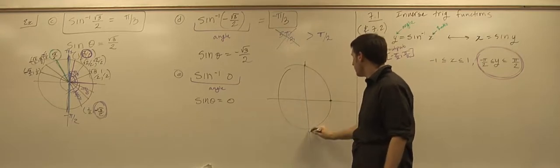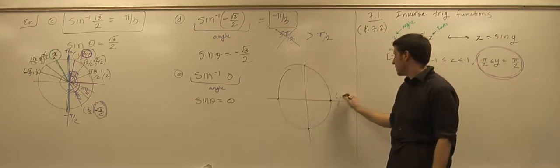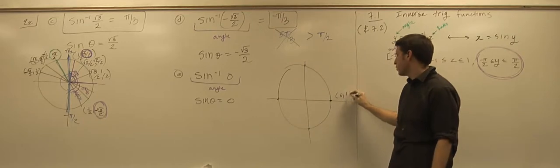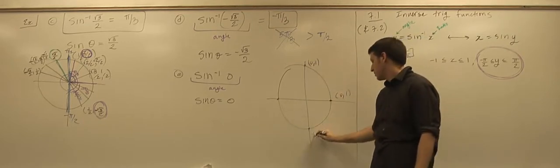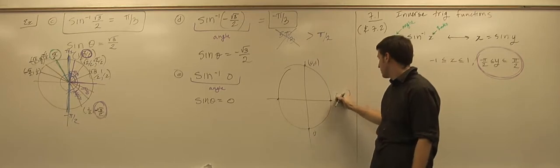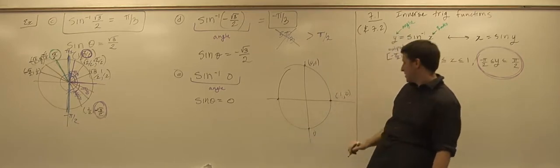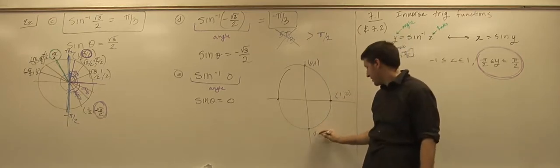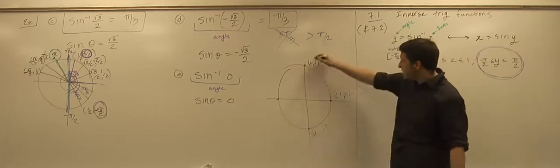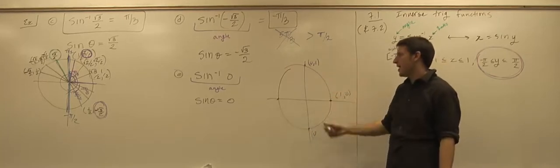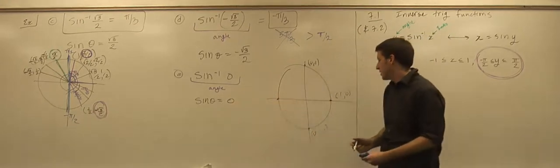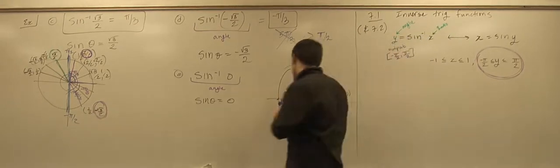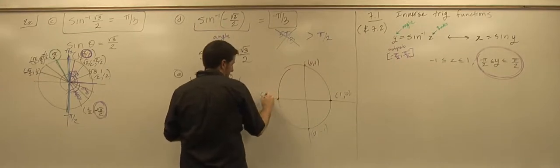Remember, sine is your y value. So here, y is 0, x is 1. Here, x is 0, y is 1. Right, so these have a 0 x value, which doesn't matter. This has a 0 y value, which is what we care about for sine. Now, this also has a 0 y value.